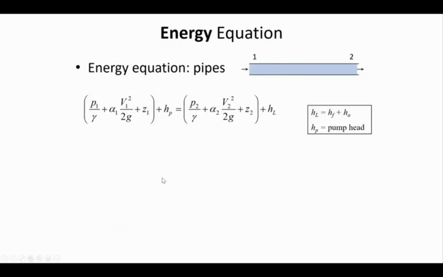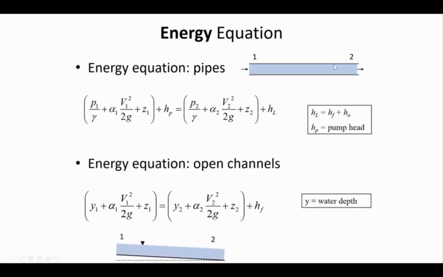Okay, so whereas when we were working with pipes, we used this energy equation. So in a pipe you can have a pump, and the losses were differentiated into the friction losses and the local losses. This was our energy equation if we had a pipe. In open channels, things are a little bit different. So the pipe was enclosed. The open channel is open to the atmosphere.